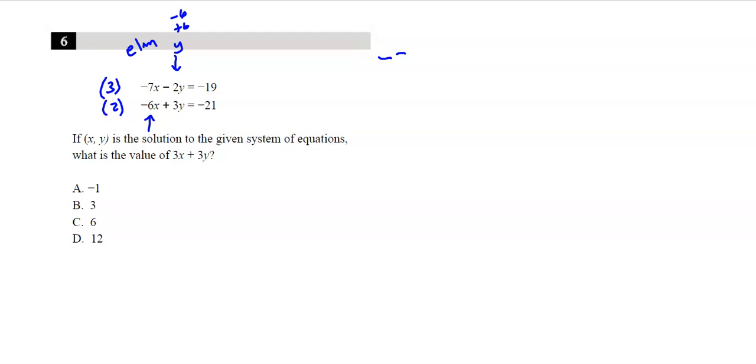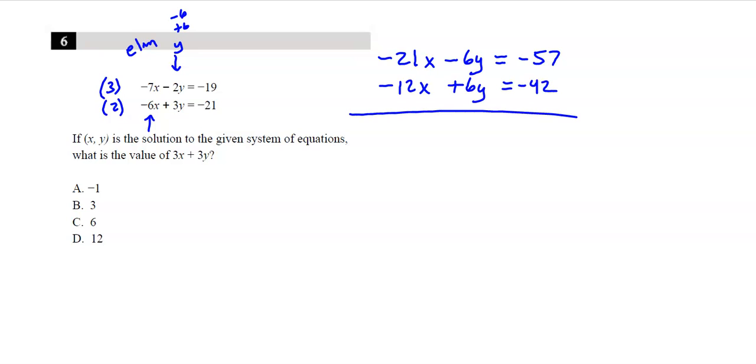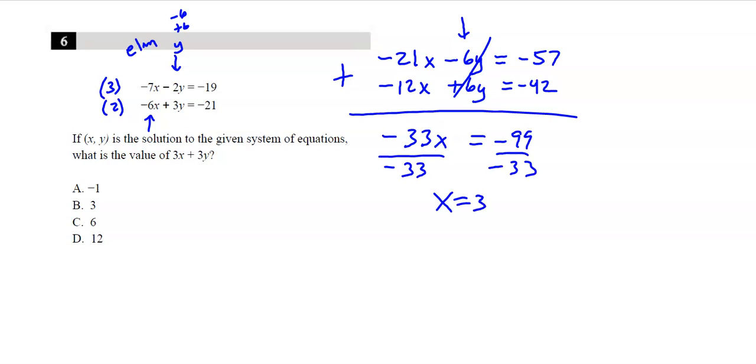So that's my strategy. -21x minus 6y equals -57. Bottom row of -12x plus 6y equals -42. Opposites are here, so let's combine, eliminate. I get -33x equals -99. Goes in there very nice. Goes in there exactly 3 times.